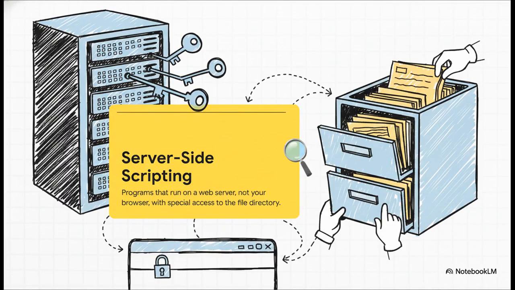Okay, so how does this all actually work? Well, the secret sauce is something called server-side scripting. These are basically special programs that have the keys to our digital filing room. See, unlike the stuff that runs in your web browser, these scripts run directly on the server. That gives them special permission to walk down the aisles, find the files, read them, and even create new ones. This is the invisible engine that powers almost every website you use.